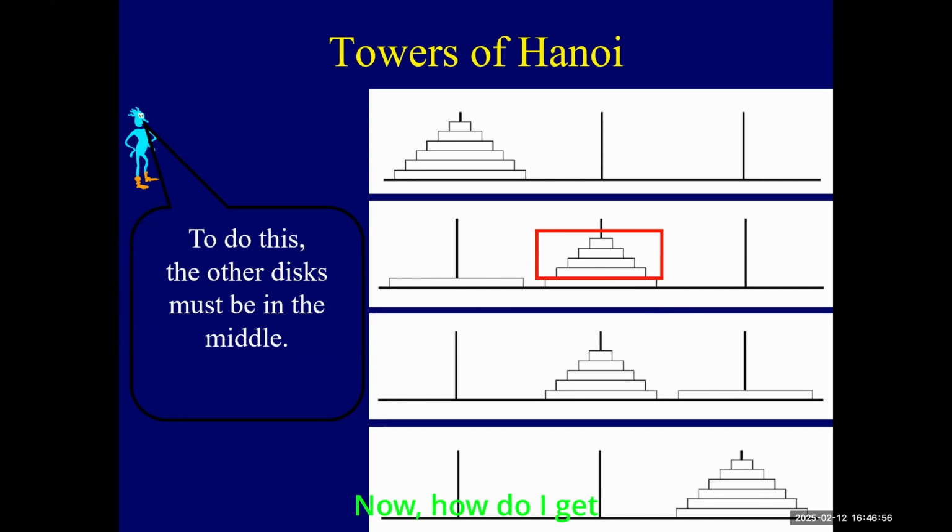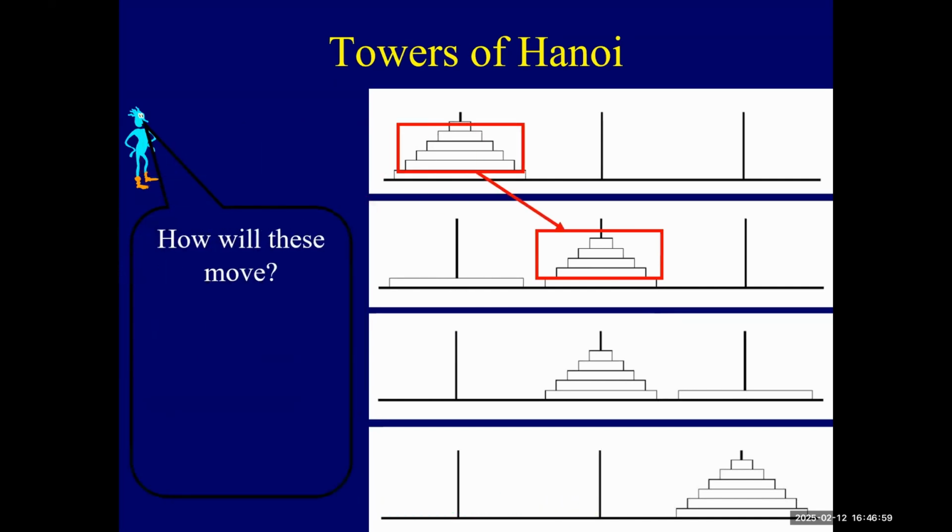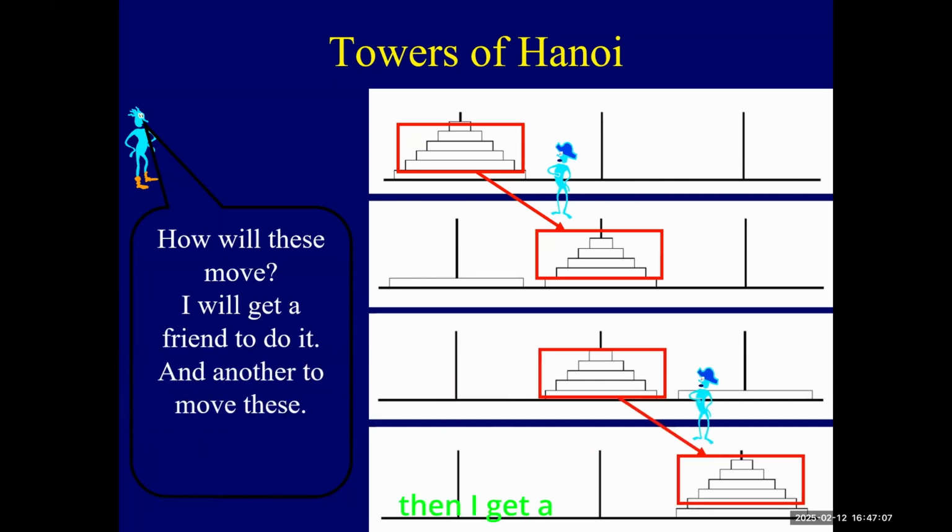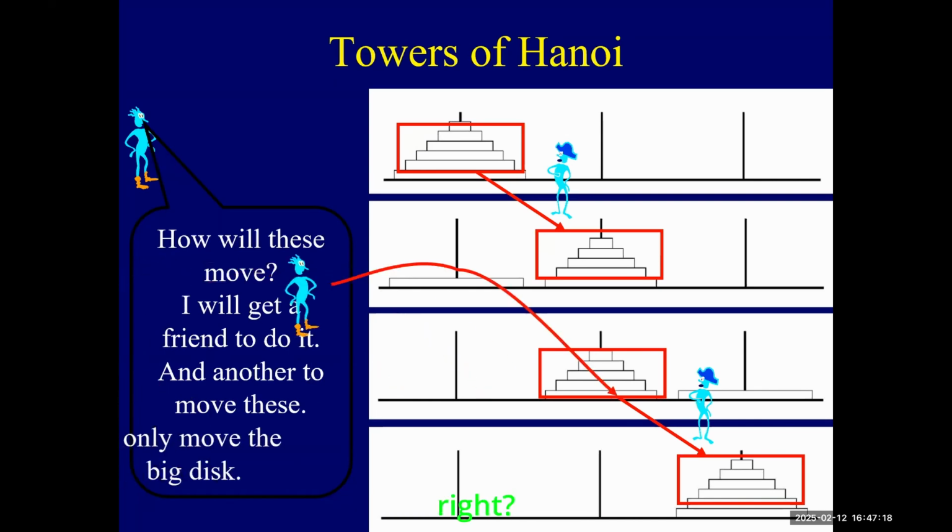Now, how do I get them over there? Well, that's a recursive call, right? I get my friend to move n minus 1 of them, right? And then I get a friend to move n minus 1 of them again, right? Does that make sense? Everybody get this algorithm? And you can imagine if you're doing it yourself, it gets confusing, right?